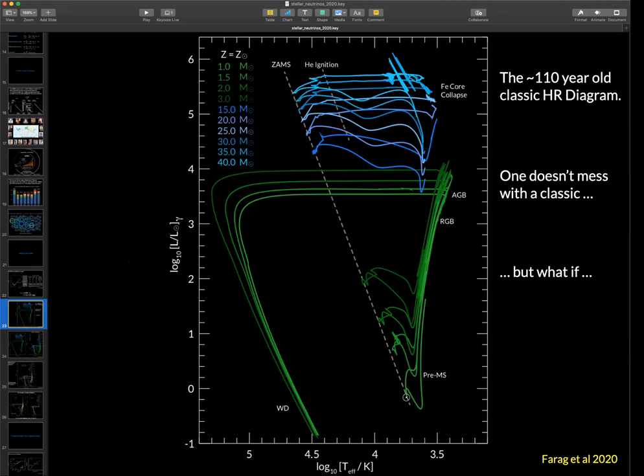And I hope you can see where this is going. Okay, but what if you took this very classic diagram and instead of putting photons on the y-axis, what if you put neutrinos on the y-axis? What if you had a neutrino HR diagram? What would that even look like?